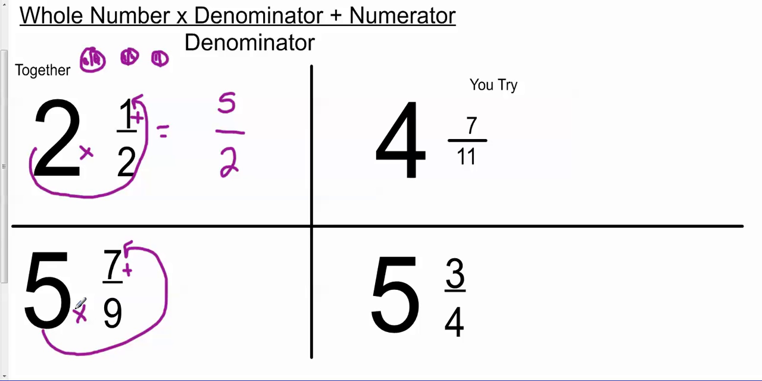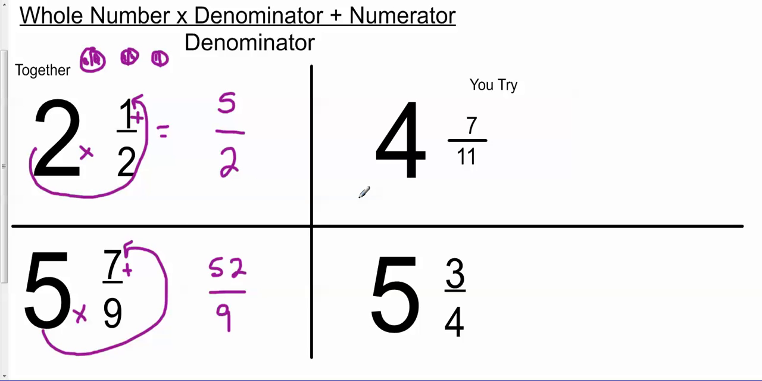Again, I'm going to wrap it around. Multiplication, addition. 5 times 9 is 45. 45 plus 7 gives me 52. Okay, ninths. Now, here is the equation that would go with it. So I take my whole number times my denominator plus the numerator. 2 times 2 plus 1 is 5. 5 times 9 is 45. Plus 2 more, or plus 7 more, is 52.